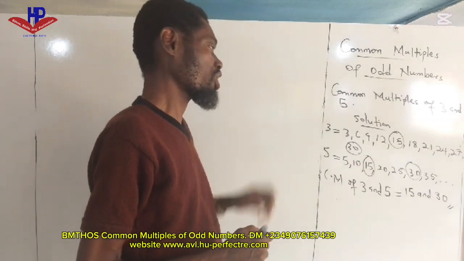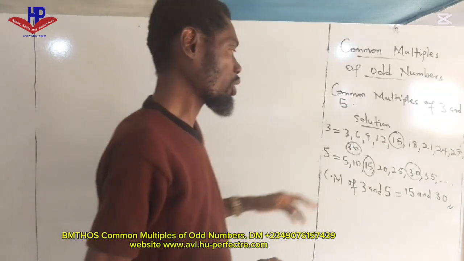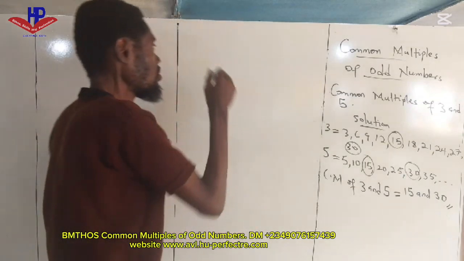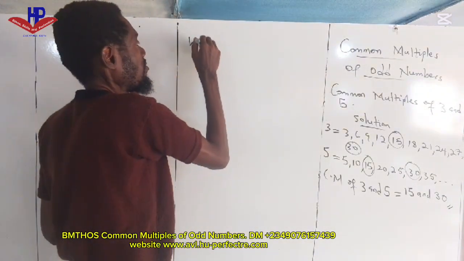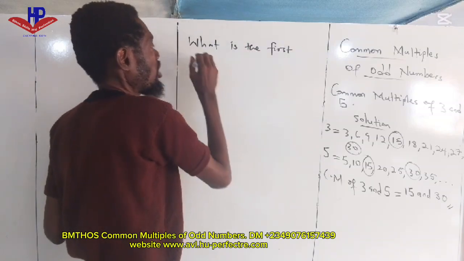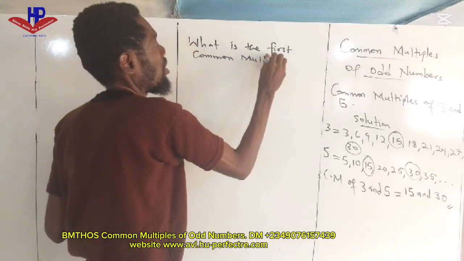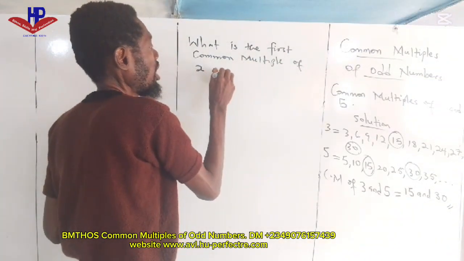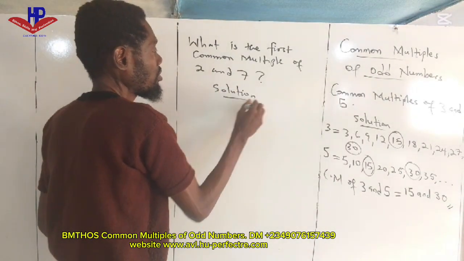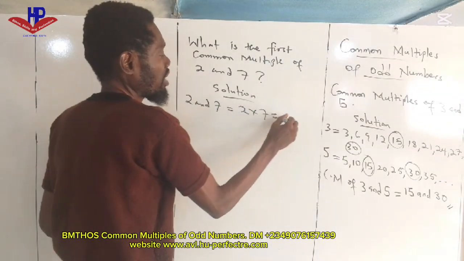But if you want to know the first common multiple of 3 and 5, if you do not want to use this method, just multiply 3 and 5, you get 15. So if you ask, what is the first common multiple of 2 and 7? I wouldn't want to waste much time since they say the first multiple of 2 and 7. That will be 2 times 7, which gives us 14.